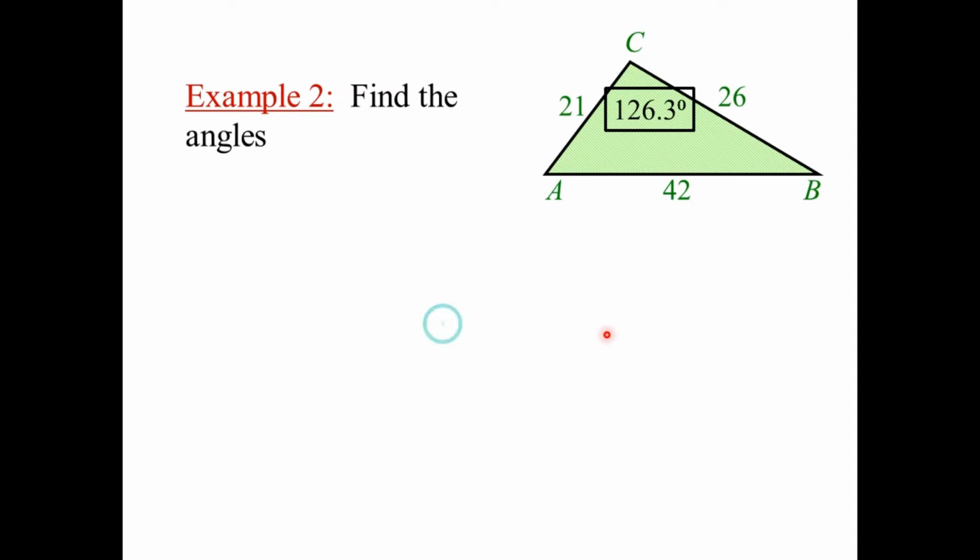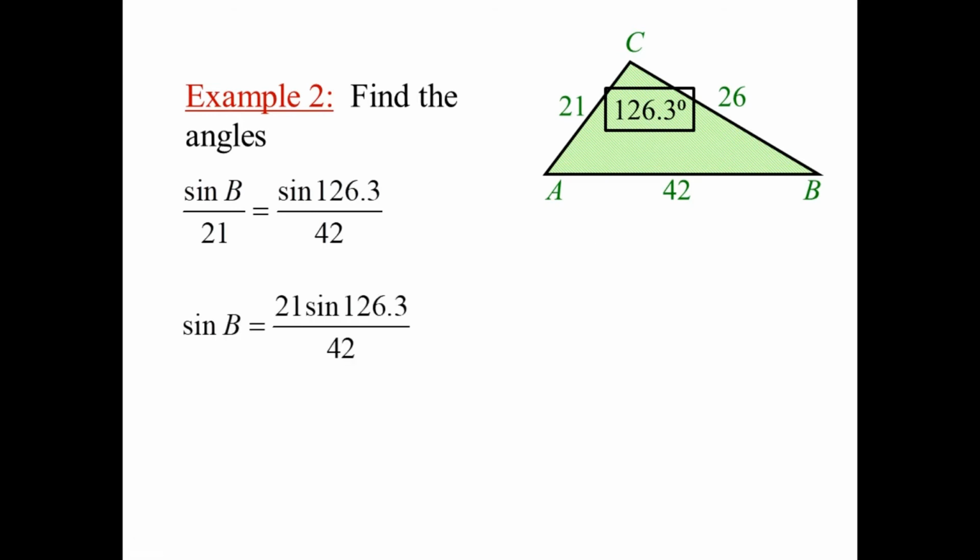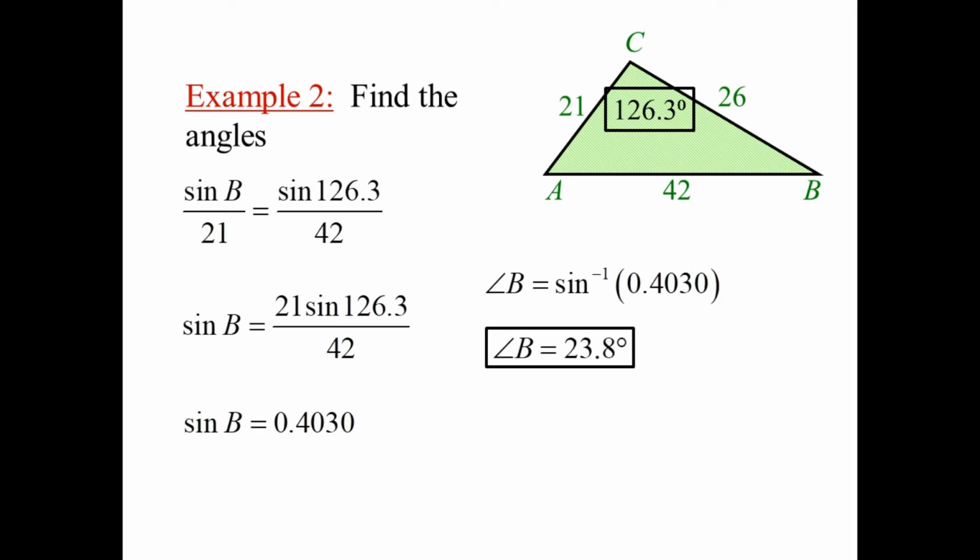Now, next we could get angle B. We never have to use the Cosine Law twice in a given triangle, so now we've used it once for this triangle. We can now use the Sine Law. Here we go. Sine B over 21 equals sine 126.3 over 42. That's a Sine Law. 21 multiplies over. Use your calculator. If you want an angle, use inverse. So angle B is the inverse sine of 0.4030, and the calculator says that.